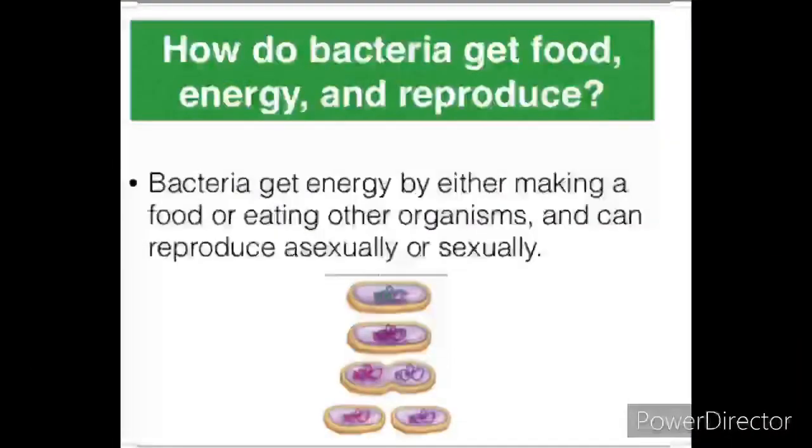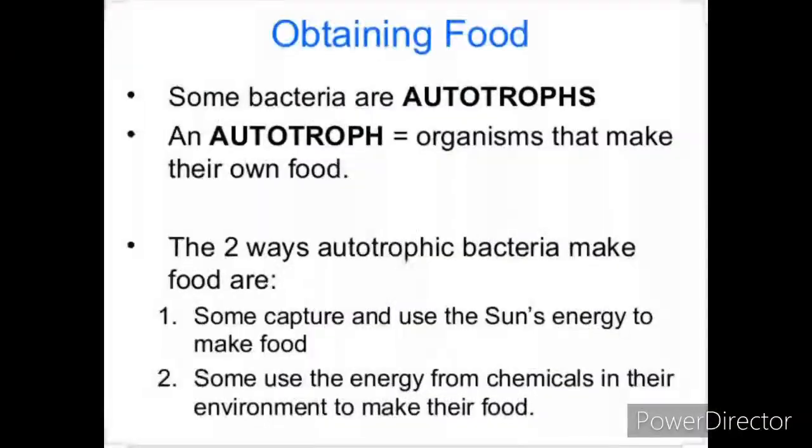Let us learn now how do bacteria get food, get energy, and reproduce. All bacteria need certain things to survive and reproduce. Bacteria get energy by either making food or eating other organisms, and can reproduce asexually or sexually. Let us talk about obtaining food. Some bacteria are autotrophs, which mean that they can make their own food. Some capture and use the sun's energy as plants do.